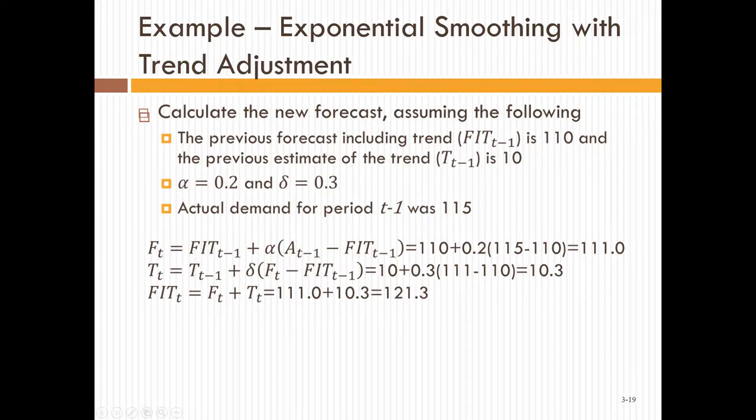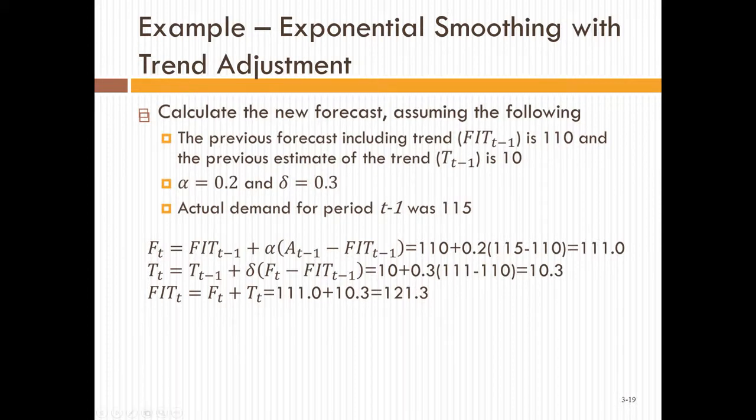When we calculate what our trend factor is, it's the trend from the previous time period plus the delta, that smoothing coefficient, times the forecast for the current time period minus the forecast from the previous time period. So we're going to have 10 plus 0.3 times 111 minus 110, which gives us a trend factor of 10.3.